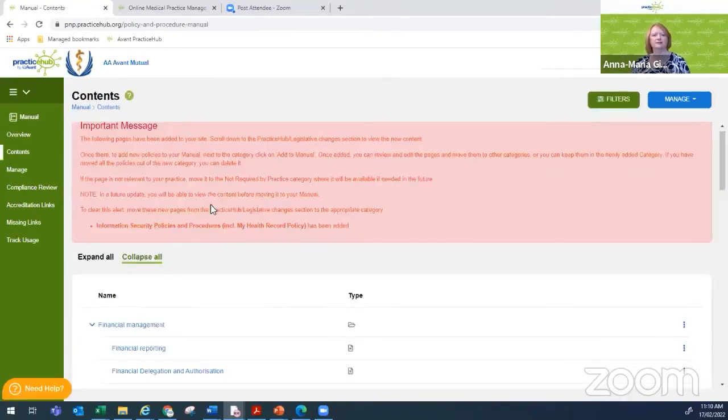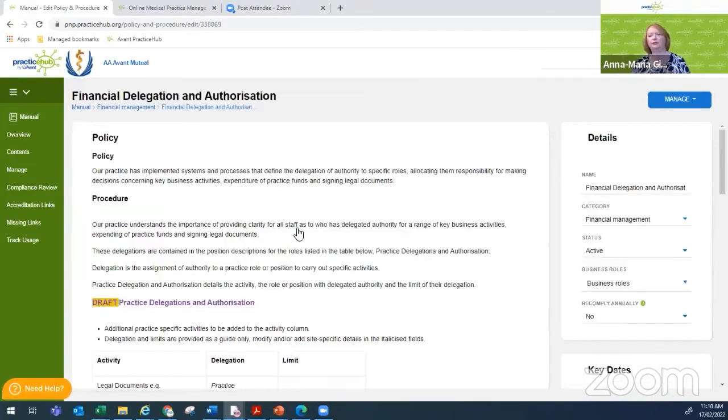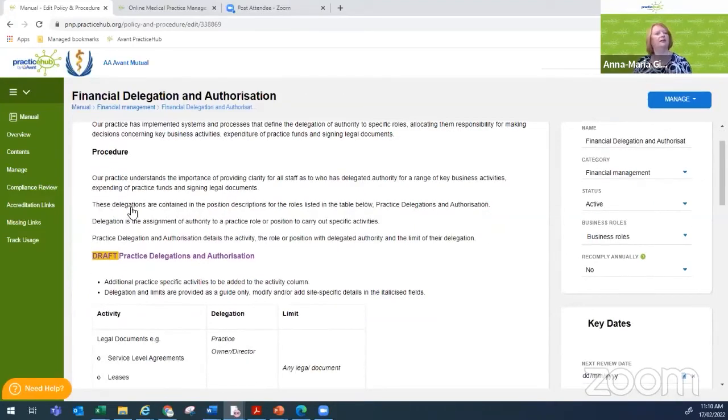All right, so let's have a look at the next one, which is around financial delegation and authorization. So again, we have our policy, why are we doing this, and the procedure. We understand that we need to be clear about who can do what. These delegations are also included in the position descriptions. So if it were me running this site, I would link this policy to the policy that has the position descriptions and make sure that the various position descriptions talk about delegation and authorization as well.